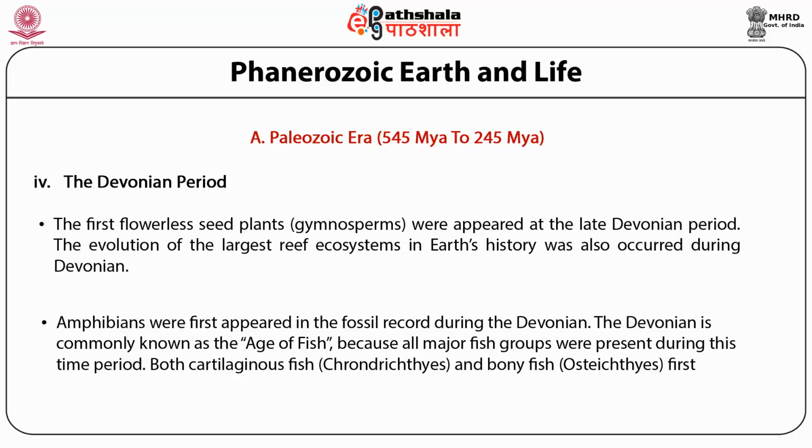This period also shows the emergence of the first flowerless seed plant, that is gymnosperm. So the Devonian period can be highlighted by the diversification of fishes, first appearance of amphibians, development of gymnosperms, and plate tectonic movement where the appearance of three major continental masses occurred.